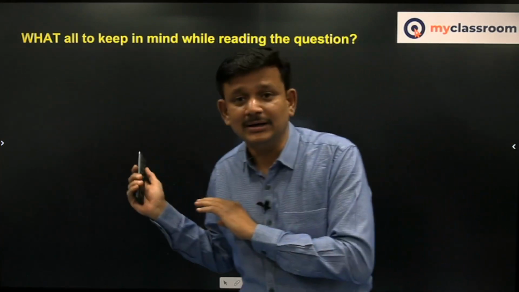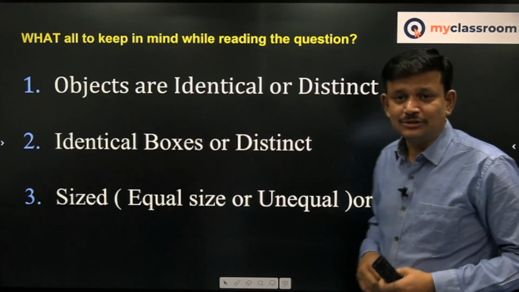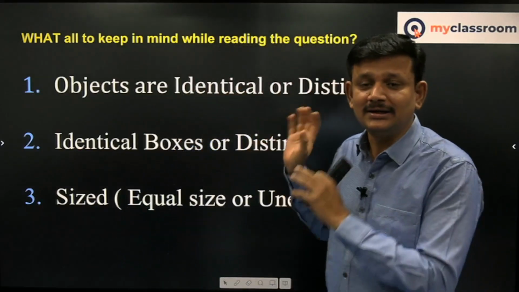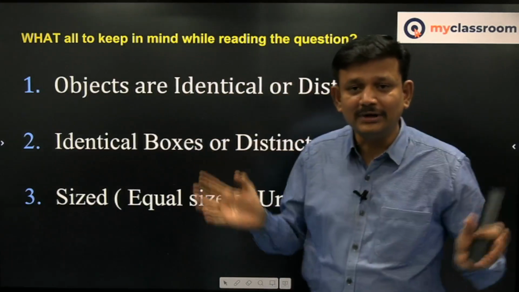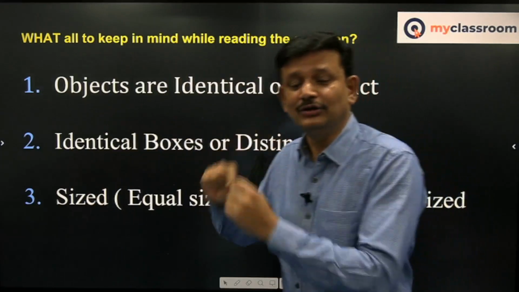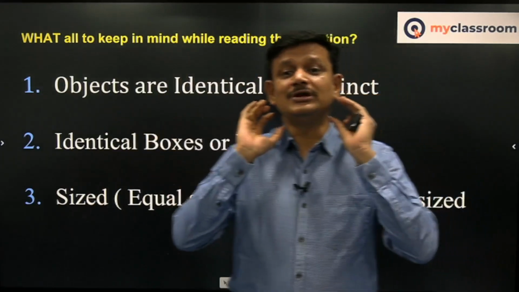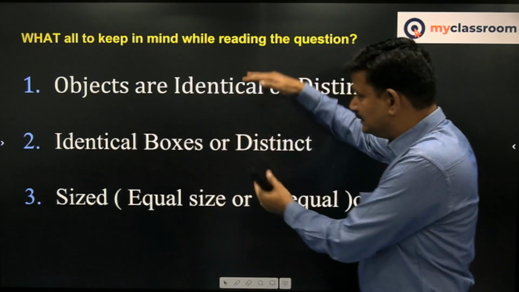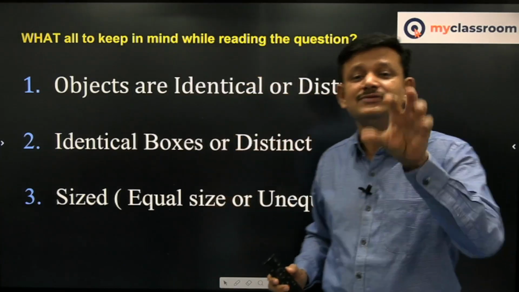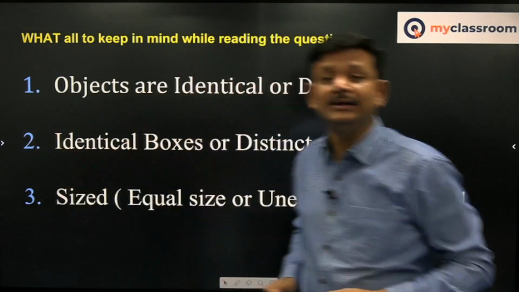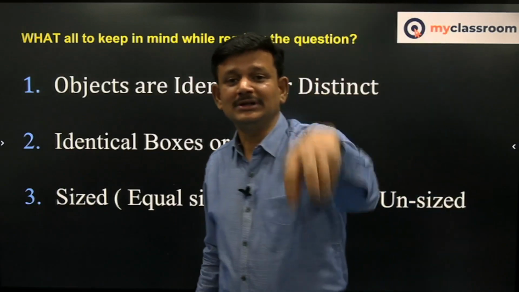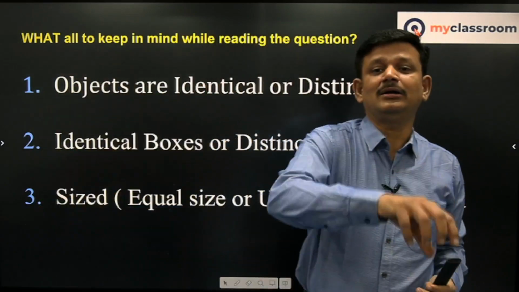First and foremost, whether the objects which you are distributing are identical or distinct. There will be a lot of varieties of questions in divisions and distributions, and to not confuse between any of them, you have to read the question very carefully. These are the 3 things which you have to keep in mind. First and foremost, whether the objects which you are distributing are identical or distinct. And second thing, whether you are putting these things in identical boxes or different boxes.